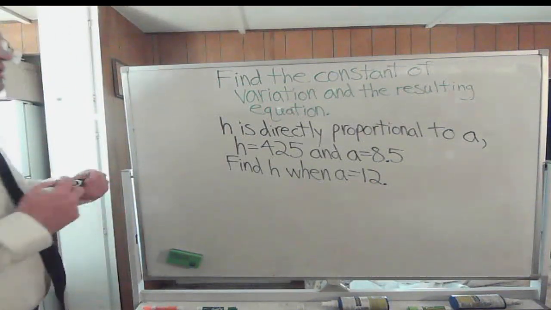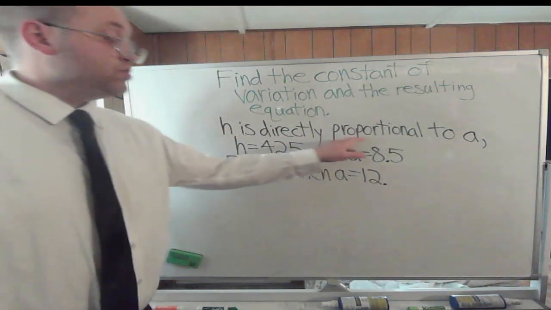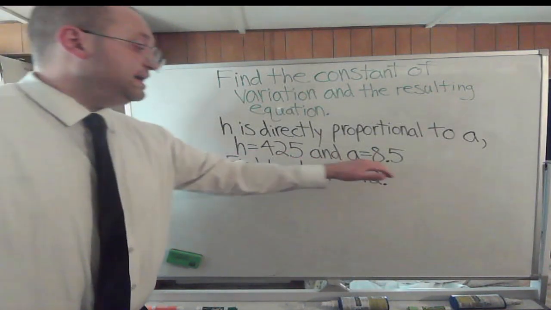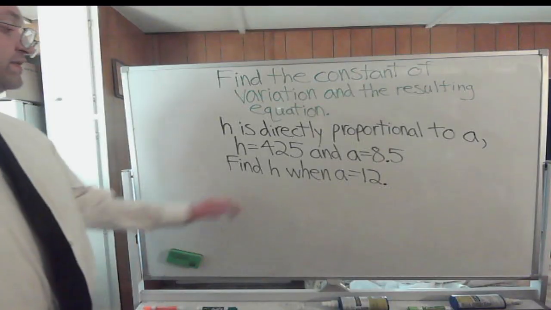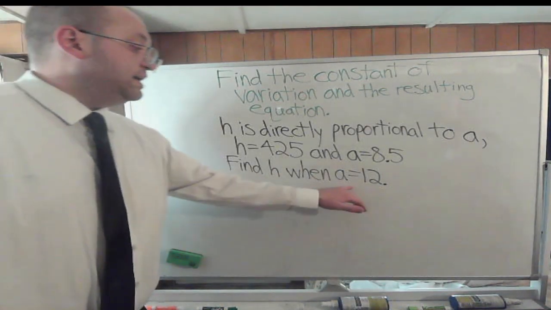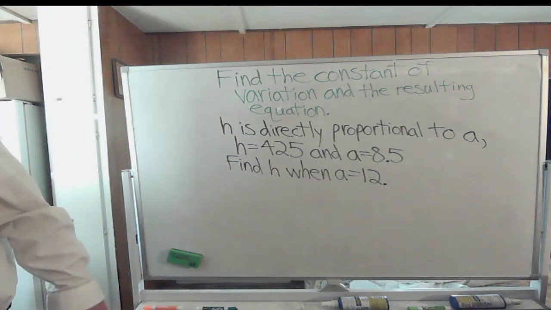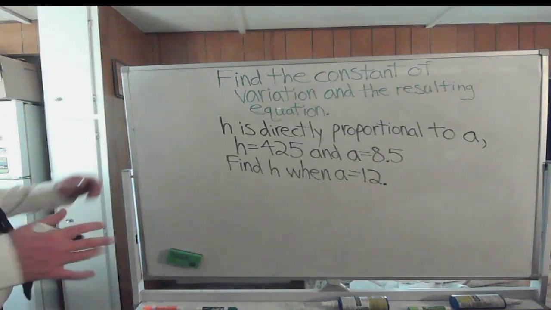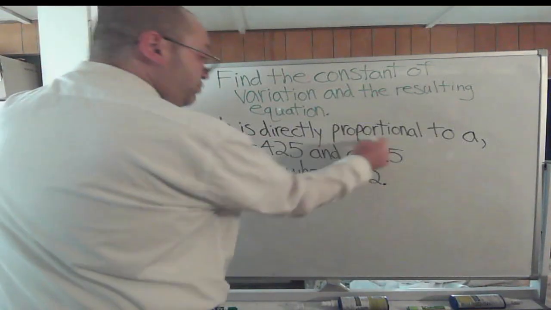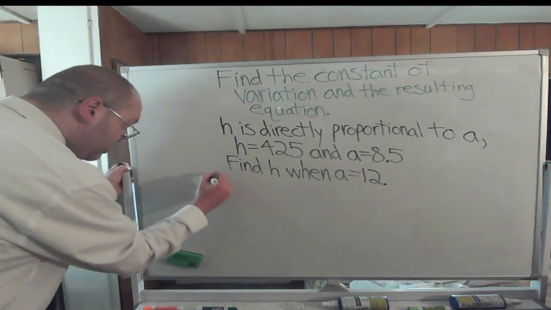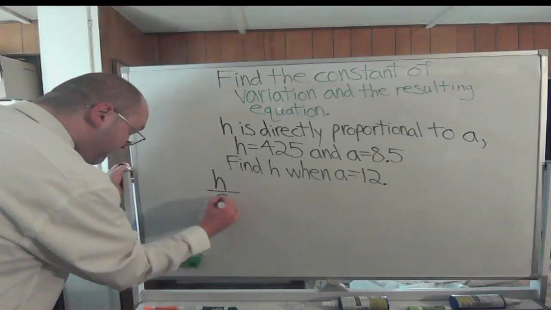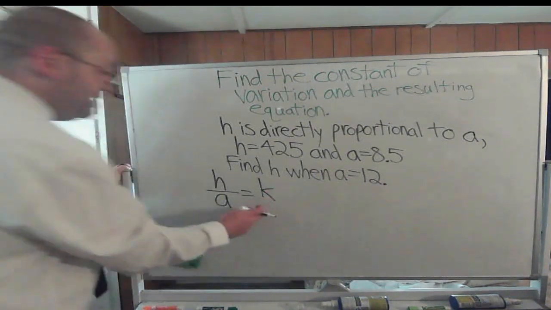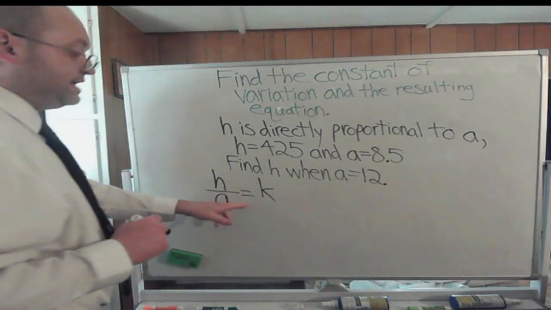Alright, so this problem here, H is directly proportional to A. H equals 425 and A equals 8.5. Find H when A equals 12. Alright, so this time it's written as H is directly proportional to A. That means H divided by A is going to equal your constant of variation, K. That's how that would be set up.